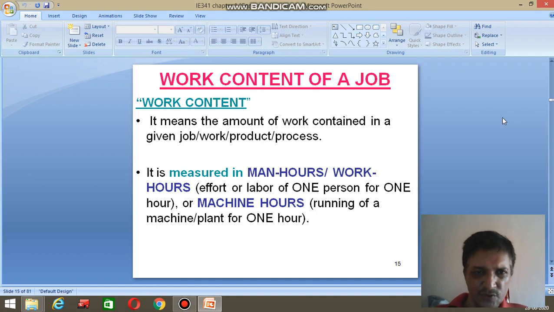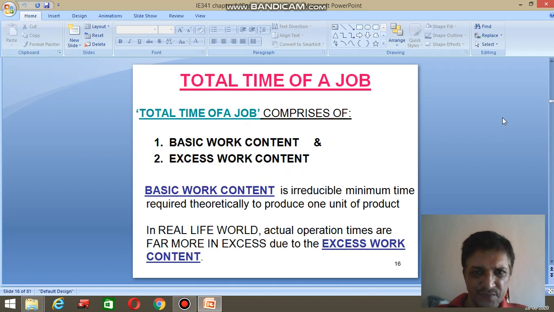Work content of a job means the amount of work contained in a given job, work, product or process. It is measured in man hours, work hours, effort or labor of one person for one hour, or machine hours, running of a machine or plant likewise. So the total time of a job comprises basic work content and excess work content.